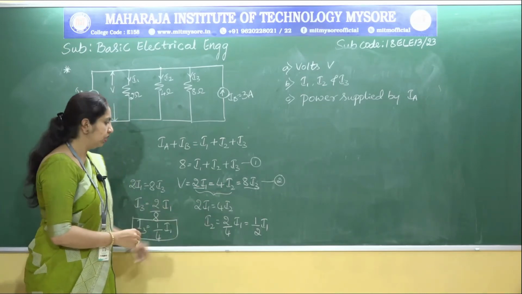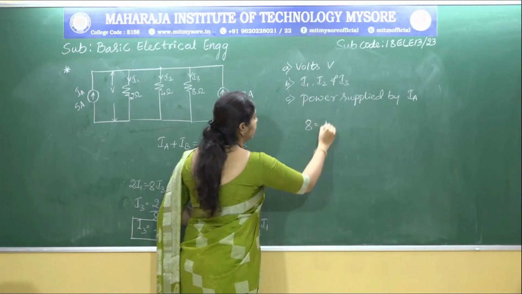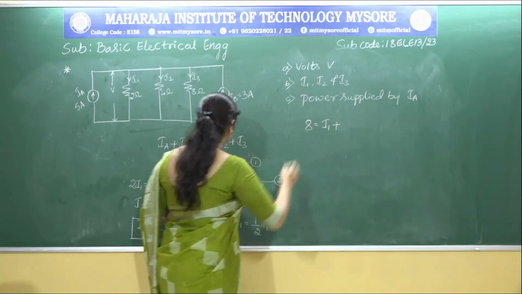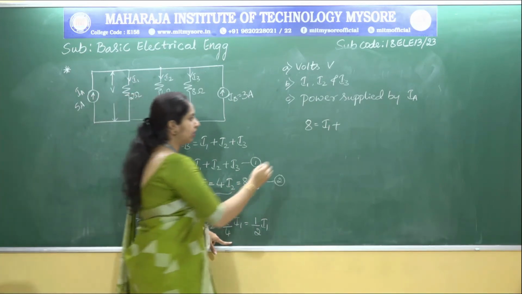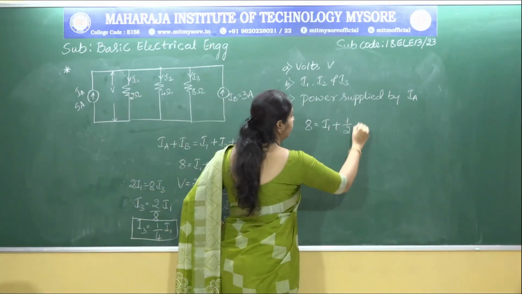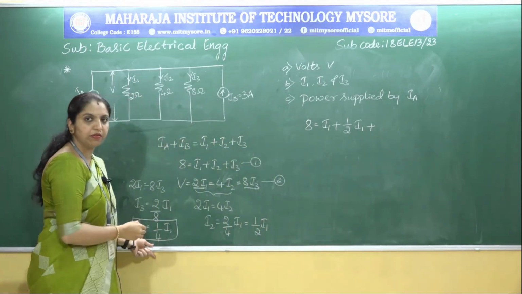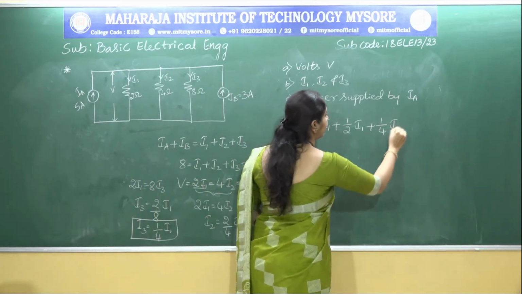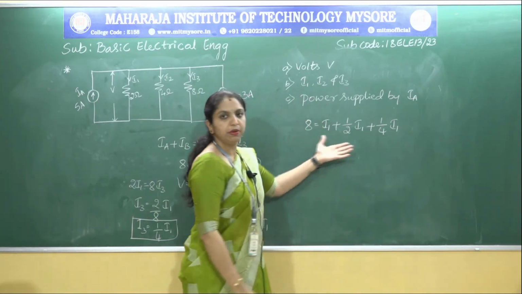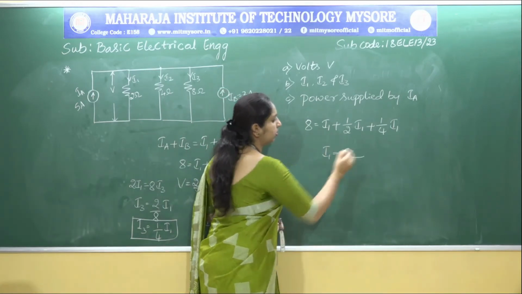So now I am going to replace I2 and I3 in terms of I1 using these two equations. Then we can have this equation as 8 is equal to I1 plus. So what is I2 now? I2 is equal to 1 by 2 into I1. So 1 by 2 into I1 plus. What is I3? I3 is equal to 1 by 4 into I1. So 1 by 4 into I1. You can simplify this expression, then you get the I1 value.